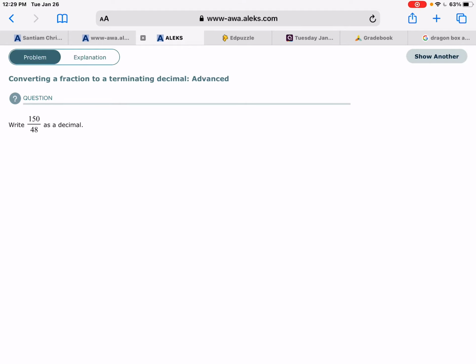Let's talk about converting a fraction to a terminating, that means ending, decimal. A terminating decimal is one that doesn't go on forever and it doesn't repeat over and over and over. If you can't use a calculator, then long division is your next best option. Here's what we're going to do with this.